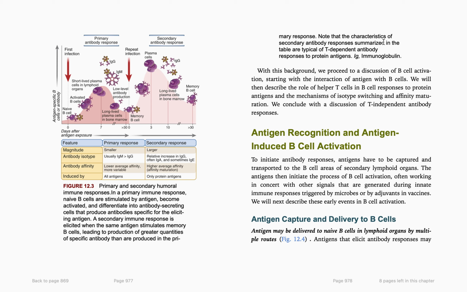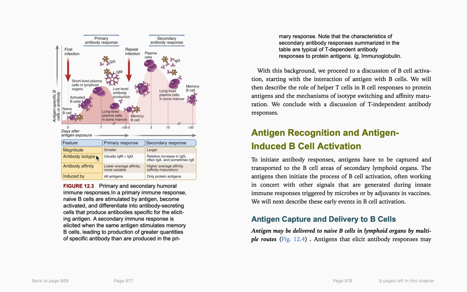Note that the characteristics of secondary antibody responses summarized in the table are typical of T-dependent antibody responses to protein antigens and immunoglobulin. So you see them. In the primary response, we have mostly IgM. A naive T cell is activated, short-lived plasma cells form in lymphoid organs, and long-lived plasma cells remain; they go to the bone marrow. Then when you have a second infection with a similar antigen, the response is much faster, and there is more specific immunity.